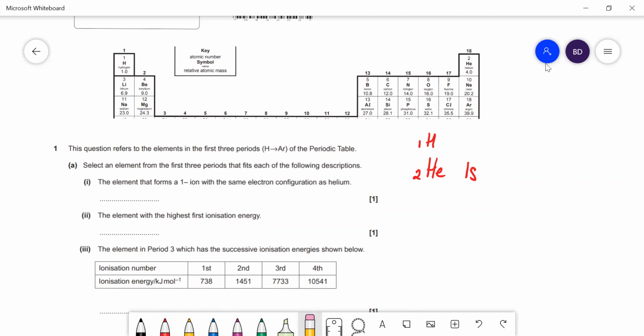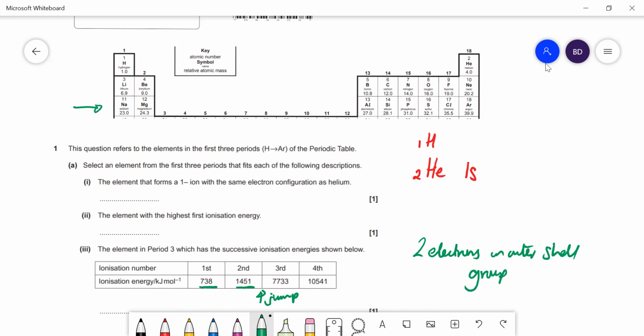Okay, the element in period 3 which has successive ionization energies as shown below. Right, so we can see here we've got that, and then we've got that, then we've got a really big jump. We've got a big jump there. So that suggests that the first 2 electrons are in one quantum shell and the third is from the next quantum shell. So we've got to say 2 electrons in the outer shell of that element. So it's obviously got to be in group 2. And it's in period 3, which is this one. So which element is group 2? It's magnesium.